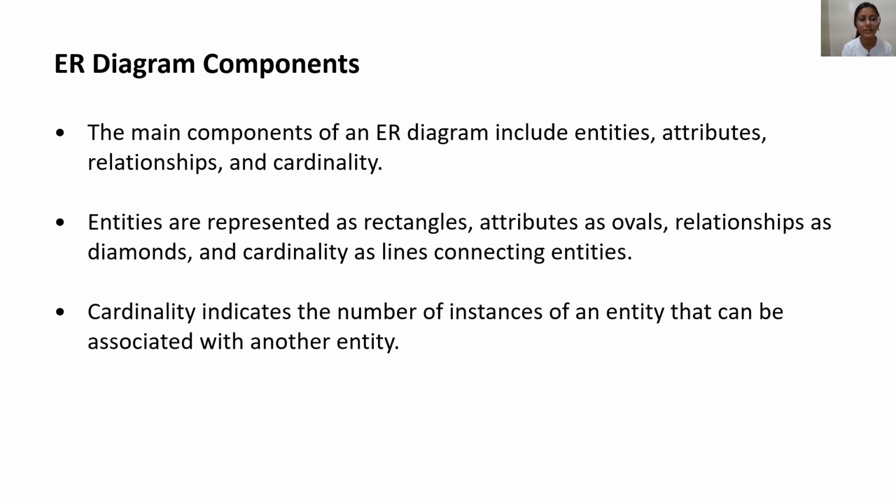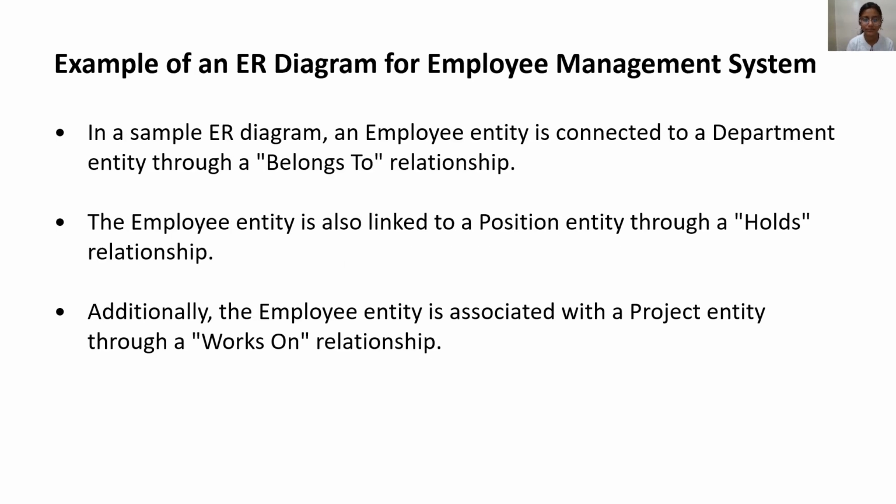Now let us see about the ER diagram components. The main components of an ER diagram include entities, attributes, relationship, and cardinality. Entities are represented as rectangles, attributes as ovals, relationships as diamonds, and cardinality as lines connecting entities. Cardinality indicates the number of instances of an entity that can be associated with another entity.